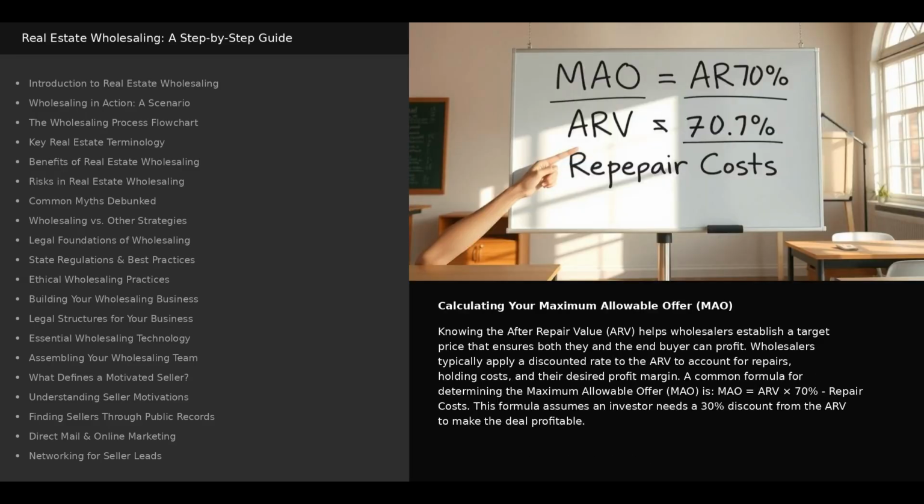Calculating your maximum allowable offer, MAO. Knowing the after-repair value, ARV, helps wholesalers establish a target price that ensures both they and the end buyer can profit. Wholesalers typically apply a discounted rate to the ARV to account for repairs, holding costs, and their desired profit margin. A common formula for determining the maximum allowable offer, MAO, is MAO equals ARV times 70% minus repair costs. This formula assumes an investor needs a 30% discount from the ARV to make the deal profitable.